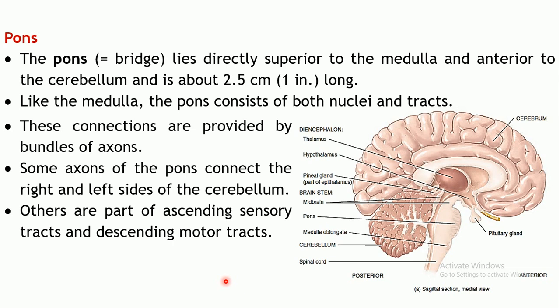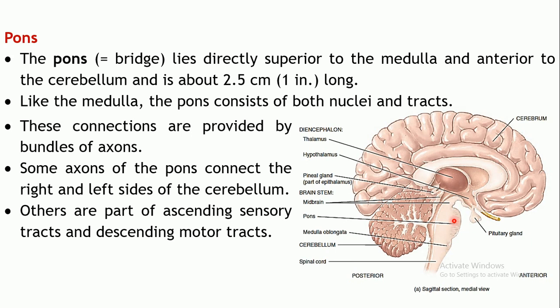The next part is the pons, the middle portion. Pons means bridge. So it's acting as a bridge between these parts, right? Between the medulla and the higher centers, or the spinal cord and the higher centers. So it lies superior to the medulla and anterior to the cerebellum. This is the anterior side, right? And it's about 2.5 centimeters in length.